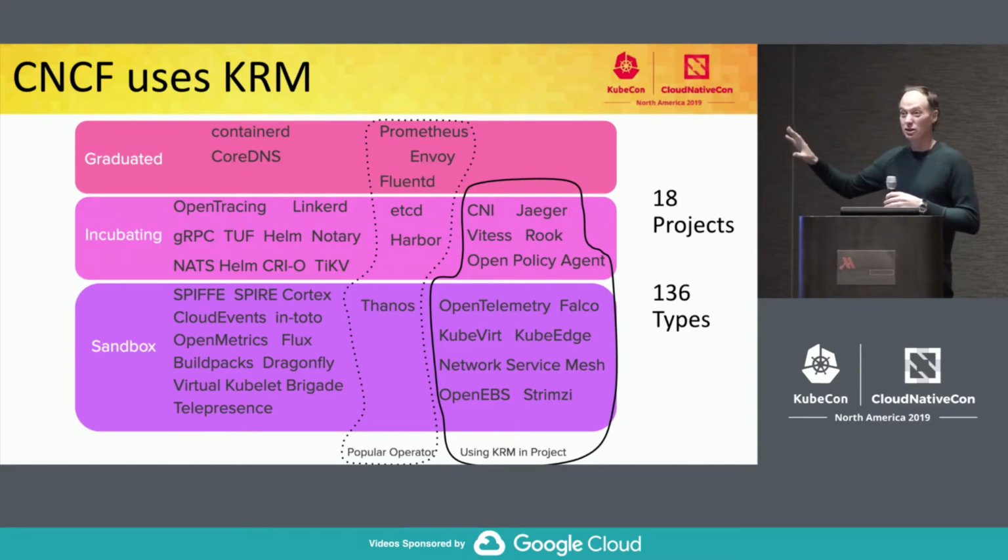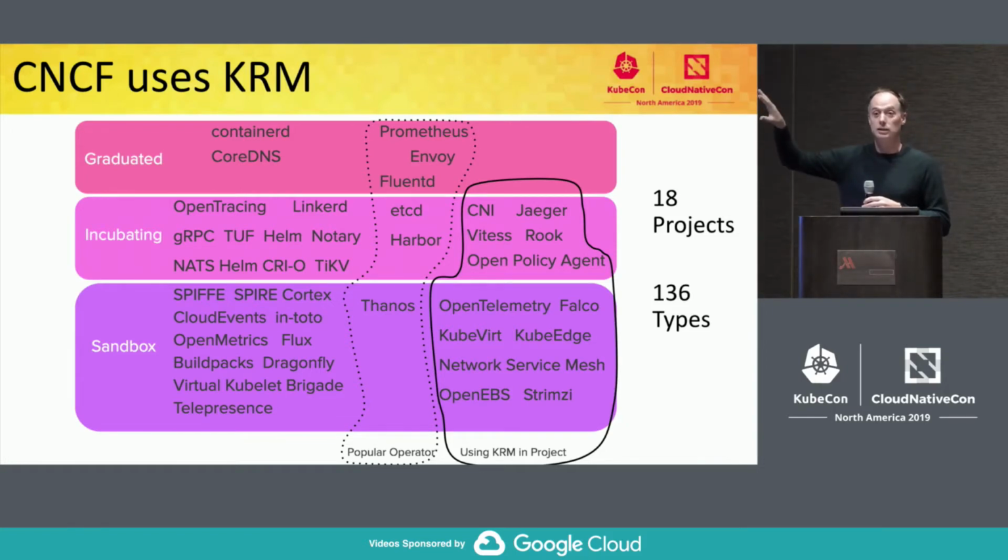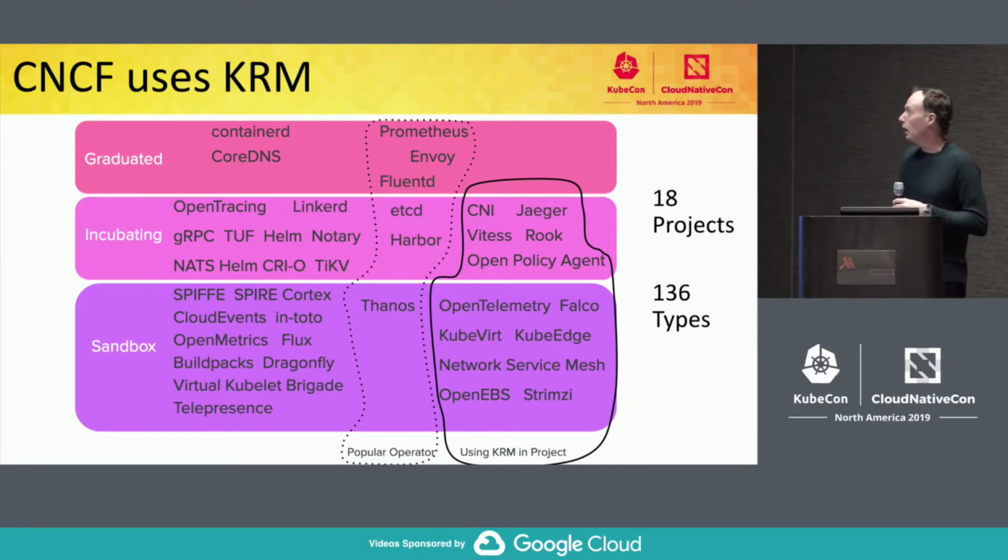So overall, there's like 136 types just among CNCF projects. So you can see how KRM, without anyone intending it, is bringing a level of consistency to this whole portfolio. In fact, I'd say half of the projects in the portfolio share this API model.